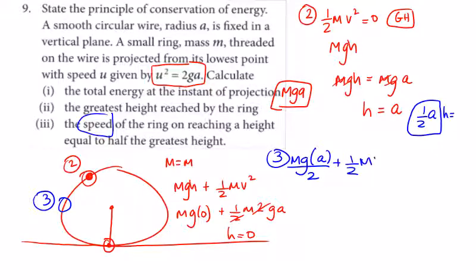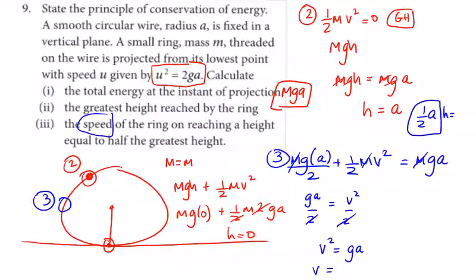Now we're looking for the speed, v squared. This is all going to be equal to mga. So we divide by m. You can see that we have GA on the right and a half of GA on the left. So we bring the half GA across to have GA over 2, and that's equal to V squared over 2. You can cancel your 2's and say that V squared is equal to GA. So V is equal to the square root of GA, in meters per second.